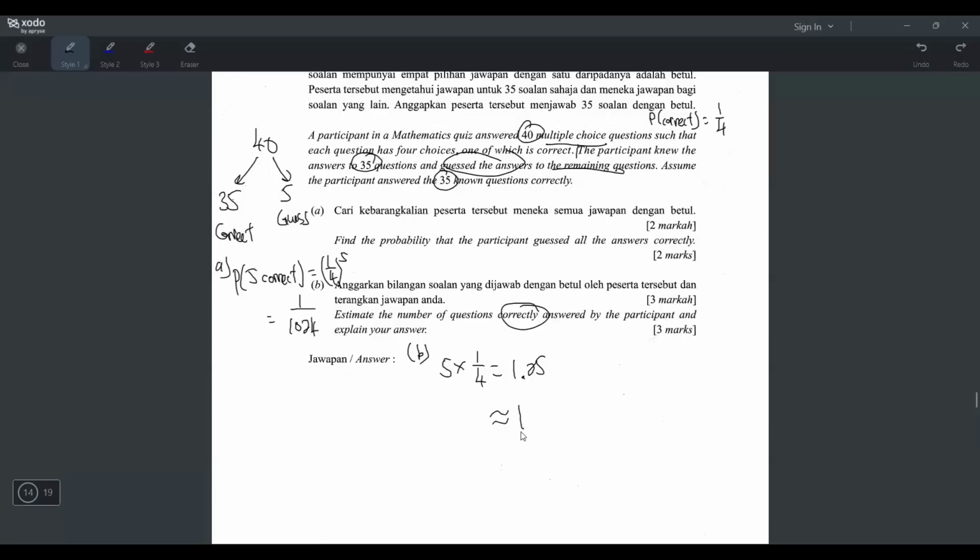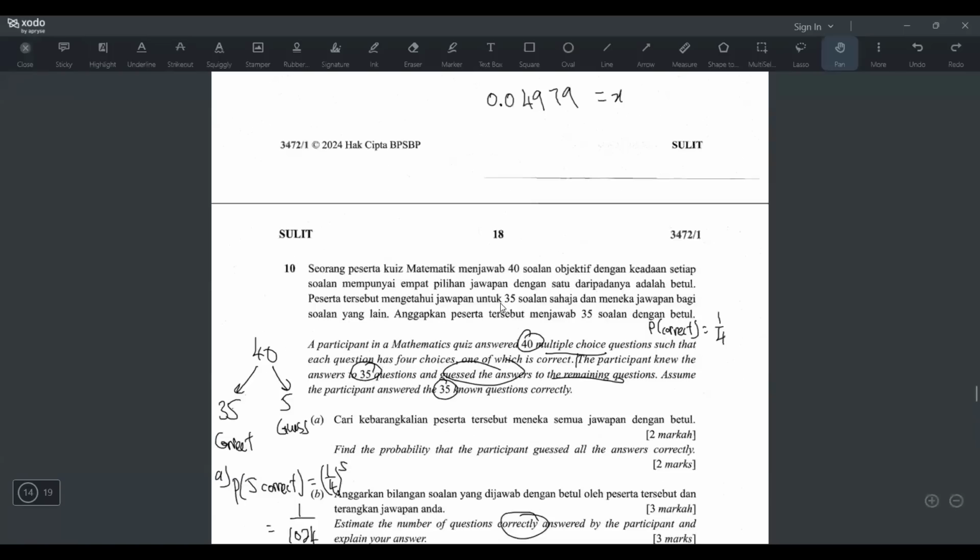Okay, so it's like roughly only one question he will get it correct out of the five question, right? One question only. Because the 0.25 you don't count it, right? It means that the extra 0.25 you don't count it. So it's like you can only get one correct if you guess for the five questions. So what is the number of questions he correctly answered? It will be 35 plus 1, 36. Yeah, it will be 36 questions, right? Because 35 he confirmed correctly. And then for these five questions, we estimate you only can correct one question because of the probability 1/4. So 36 questions. Okay. All right. Sudah siap?